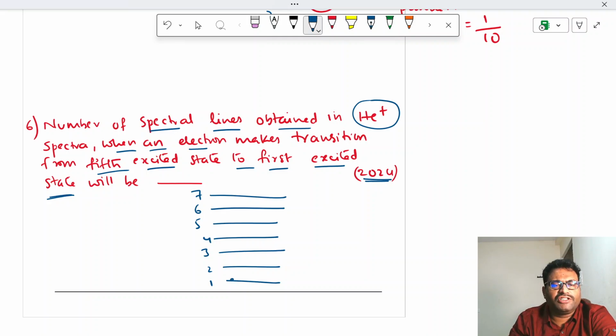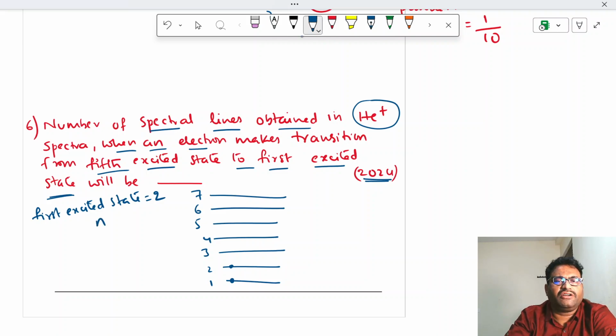Now the electron is in the first orbit. What is the first excited state? The first excited state will be the second orbit. What is the first excited state? That is the second orbit. Okay, second orbit.